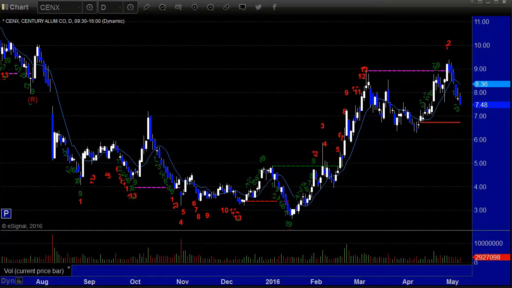What it means when you get to a 13 in the red numbers is that the stock is completely exhausted in that direction. So if the count is underneath the bars, it means we're exhausted to the downside, we should turn up, effectively a buy signal. If we're exhausted on the upside, if the count is above the candles, then we're exhausted moving up, and we should lead to a downside, effectively a sell signal.